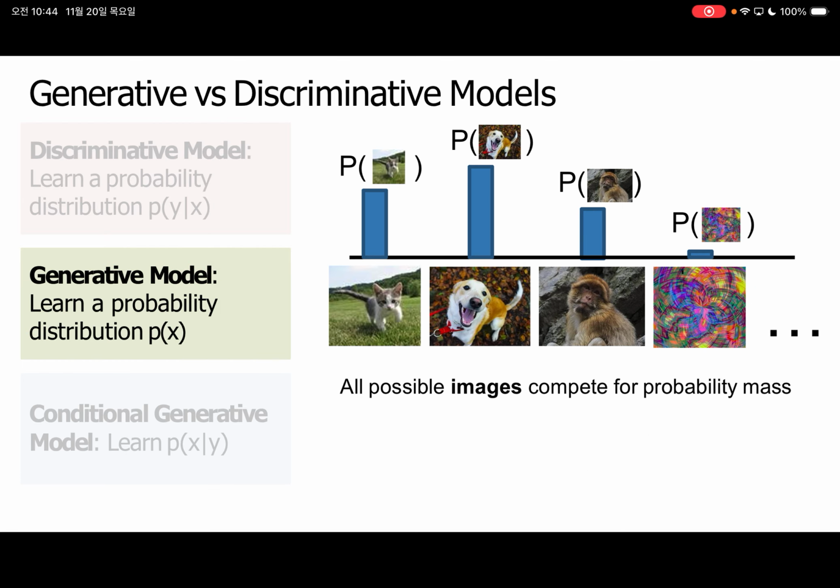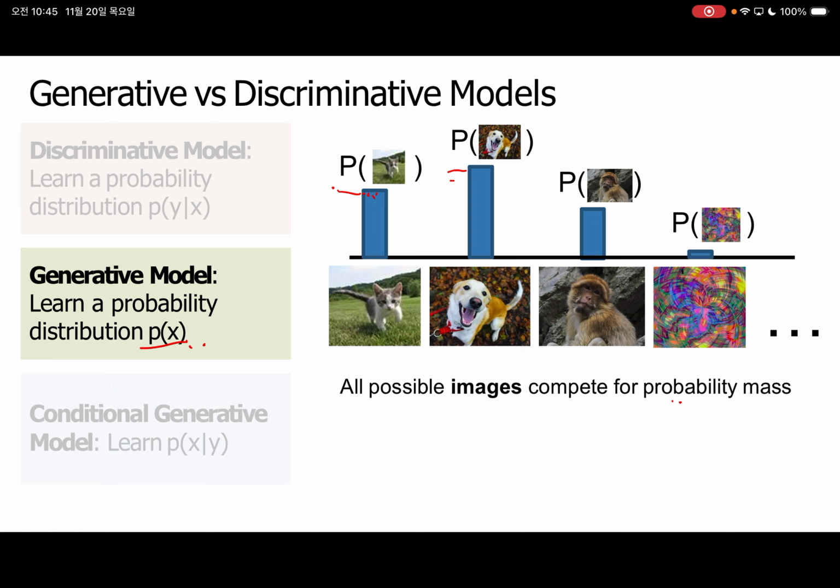A generative model is actually the opposite. All possible images compete for probability mass. This is an unconditional generative model. So you can see there is only a prior, right? There is no conditional stuff. So the output, this number, is like how realistic this image is. Maybe the number that we can get from this likelihood, that prior, is how realistic this image is, how close this image is to the real-world image distribution.